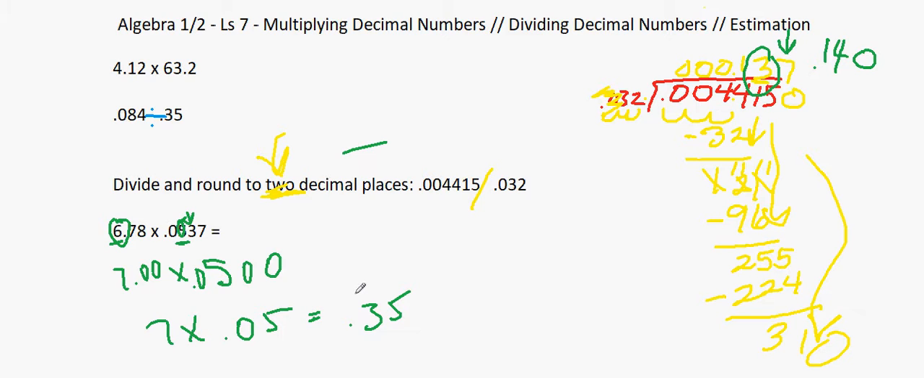Okay. Now that's just an estimate, which means we use this little squiggly line. It means approximately. Approximately 0.35. We don't know exactly because we rounded it. We wanted to do it in our heads, which is a good skill to be able to do.